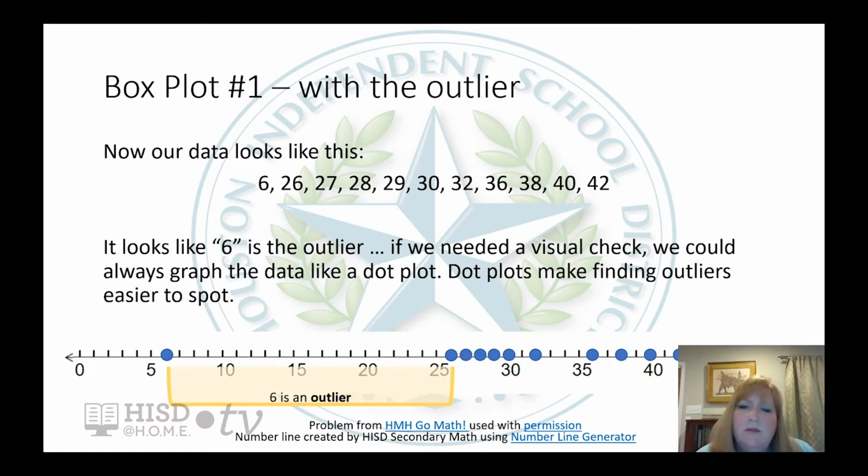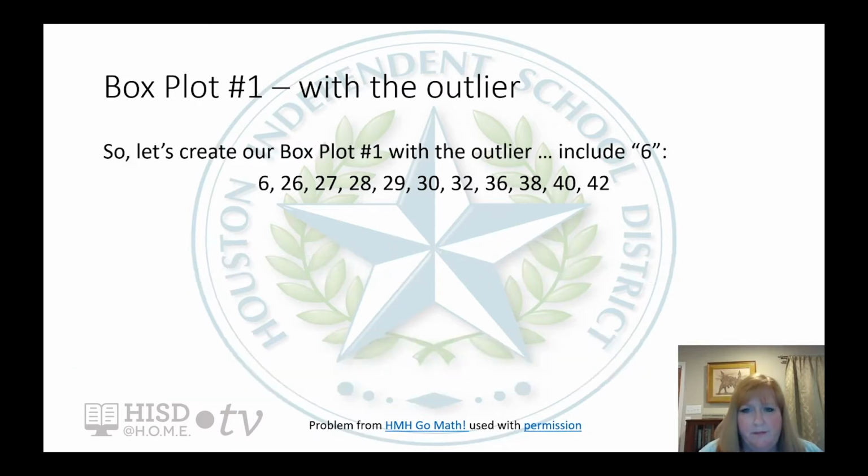And I also want to make a point right here. If I graph this data like a dot plot, this isn't very helpful. I just have a bunch of points along a number line. That's why a dot plot is not a good representation for this particular data set. And that's why we're going to make a box plot. So let's get started. And remember, in box plot number 1, we're going to include the 6, the outlier.